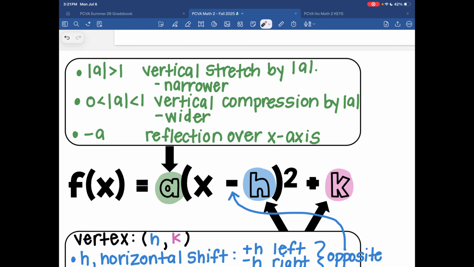So if I have a vertical stretch, it's going to look narrower. If I have a vertical compression, it's going to look wider. Then finally, what happens if the A value is negative? Well, that means it's going to do a reflection over the x-axis. So these are rules that you have to know, so make sure you memorize these. An A value greater than 1 is a vertical stretch. If the absolute value of the A is between 0 and 1, that's a vertical compression. And if the A value is negative, that means it's a reflection over the x-axis.